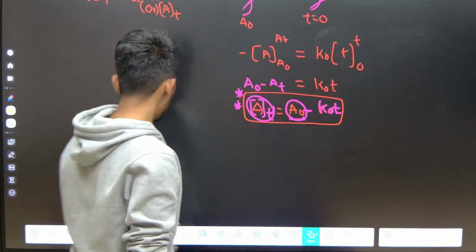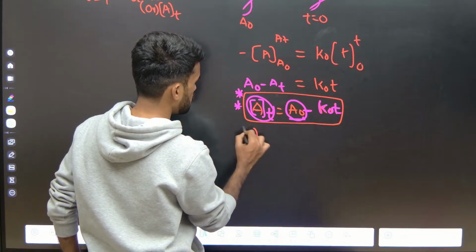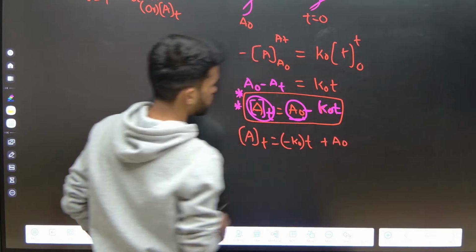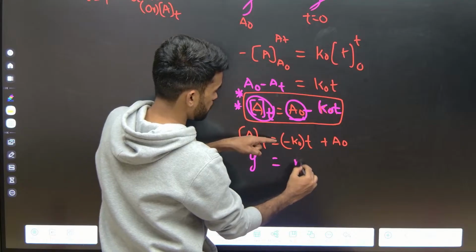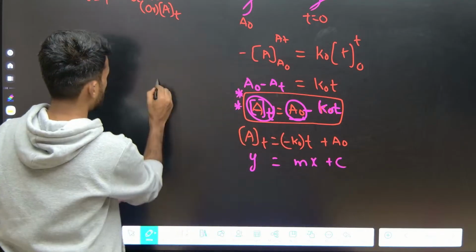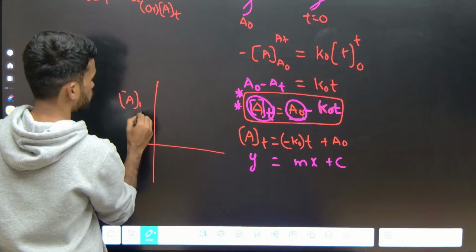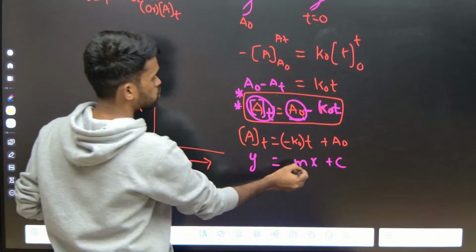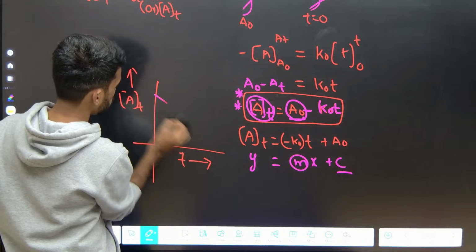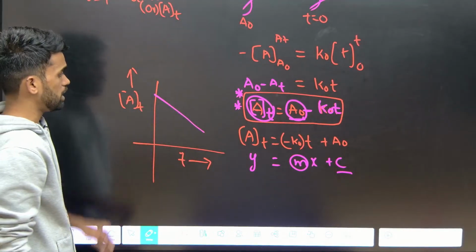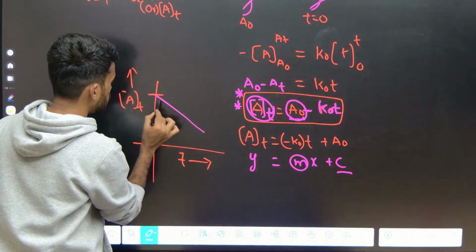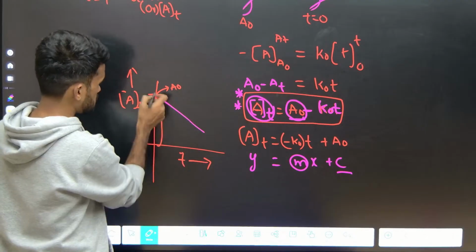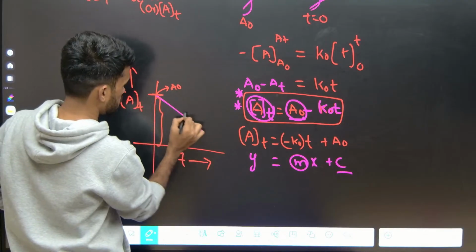Now we need to draw a graph for this. How is this looking? At is equal to minus K naught multiplied with t plus A naught. Okay, this is like a y equals mx plus c type graph. So right here At and here t. Now how are they changing? See, having negative slope with positive intercept. So it means it will be like this. Okay, this is the indication of the graph. And this value here indicates your A naught, the initial concentration. Okay, and this one, what I can say, slope is how much?